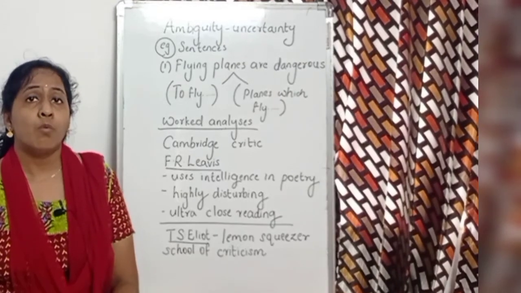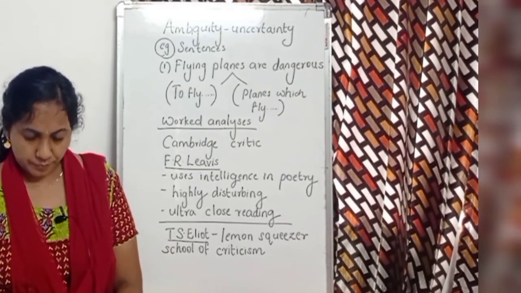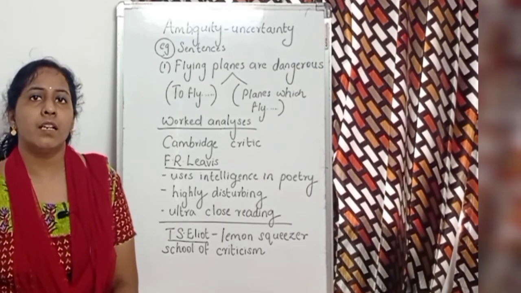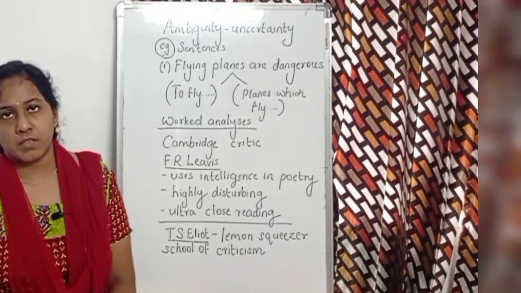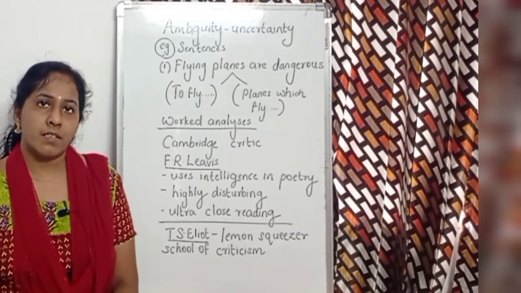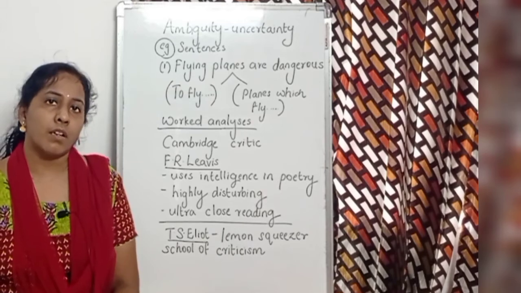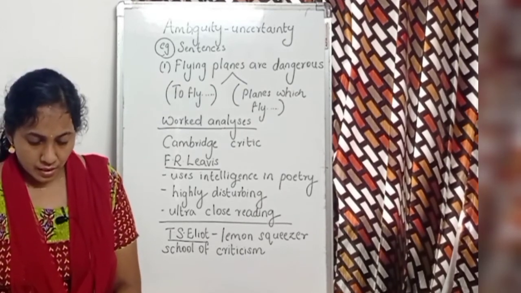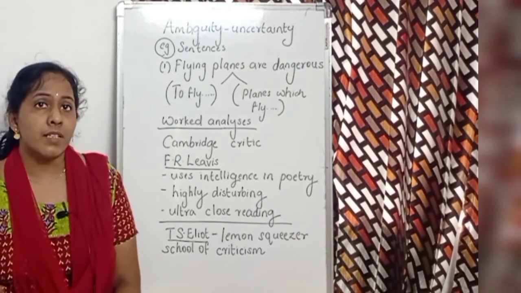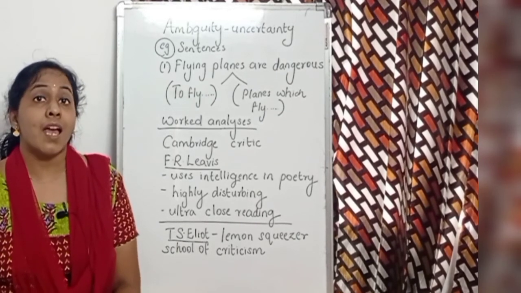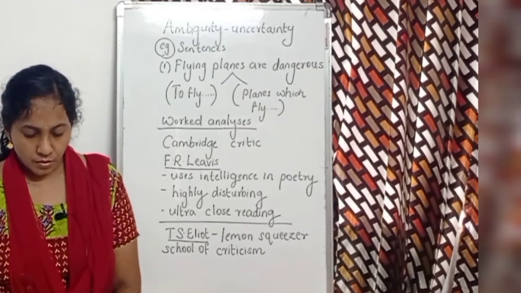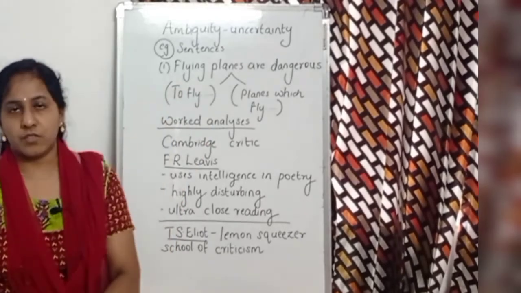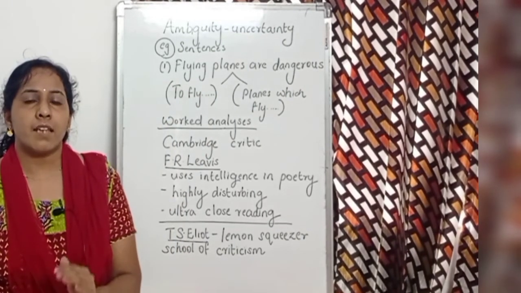Now we should know what ambiguity means. Ambiguity is uncertainty regarding a particular word or subject. It means doubtfulness. There is a doubtful element in whatever you say or express or write. That is ambiguity. Let's make it clear with an ambiguous sentence. I take a very simple example: Flying planes are dangerous.